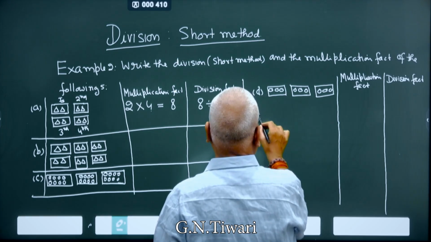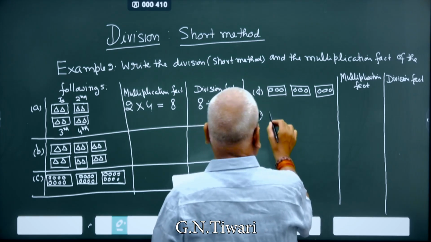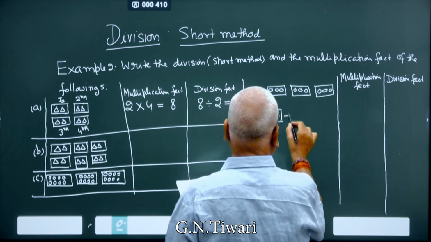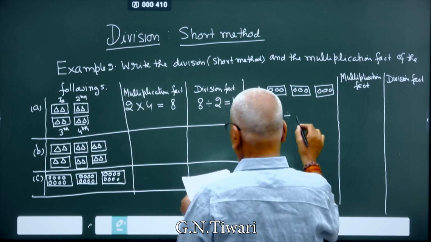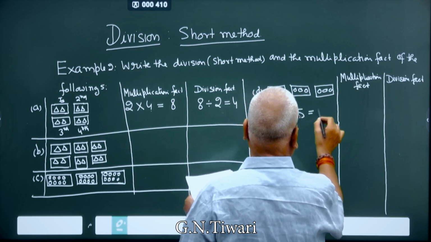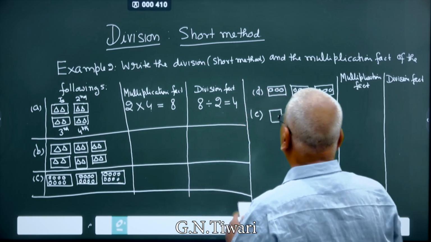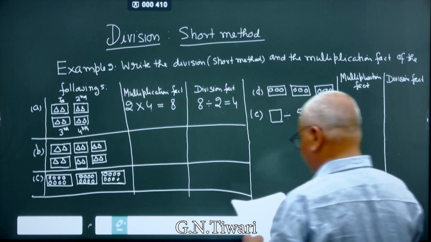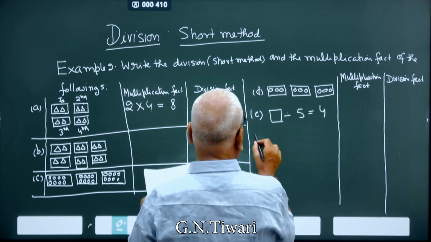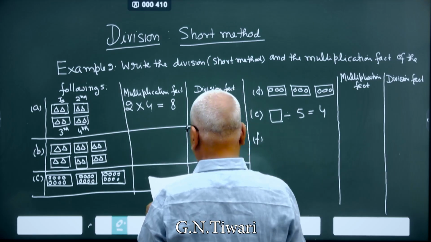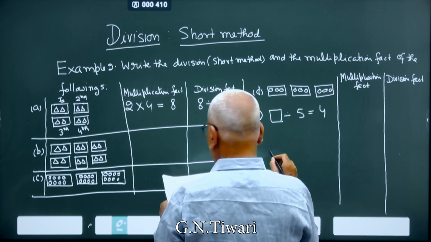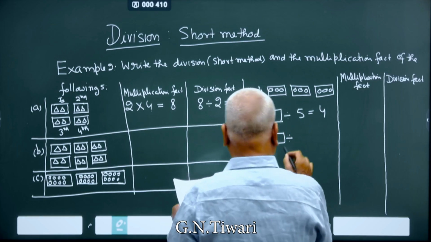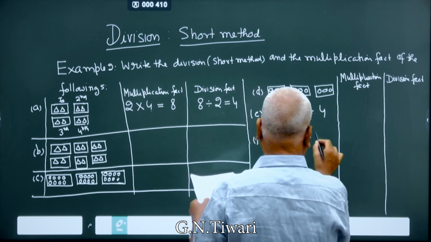E. E is, this is the vacant, you have to fill up, divided by 5 is equal to 4. So out of this, first you have to fill up this thing, then you find out multiplication fact and division fact. Then F. This divided by 5 is equal to 7.